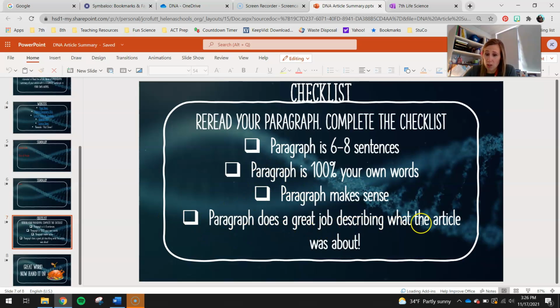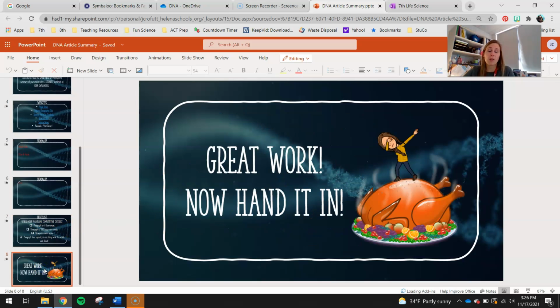Your paragraph does a great job describing what the article is about. If not, go back and fix it. So make sure I can actually get an idea of what your article was about by reading your summary. Once you guys have gone through your checklist and you can confidently check all those things off, you can go ahead and hand it in.